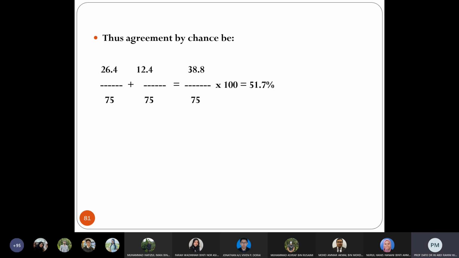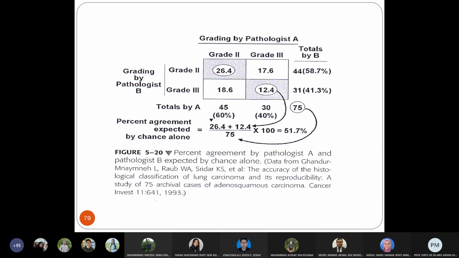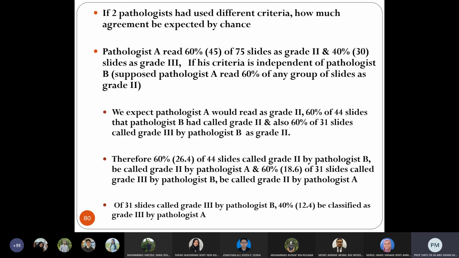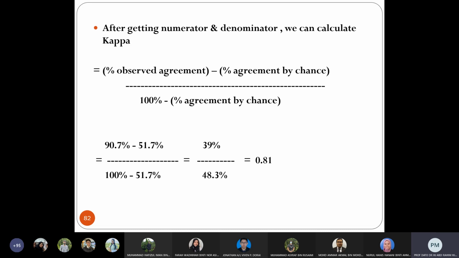So the agreement by chance is 26.4 plus 12.4 divided by 75, which is 51.7%. So this is how we finally calculate: 90.7 minus 51.7%, divided by 100 minus 51.7, still 51.7 because of the agreement by chance. So it comes to 0.81. So this is the kappa equation, and we get 0.81.